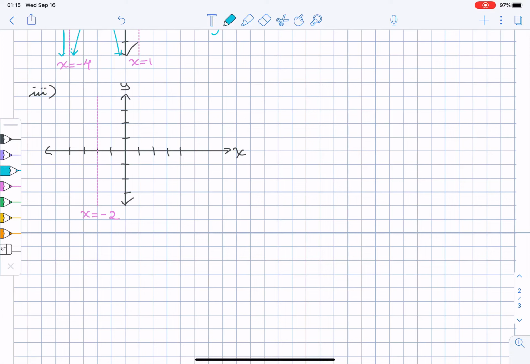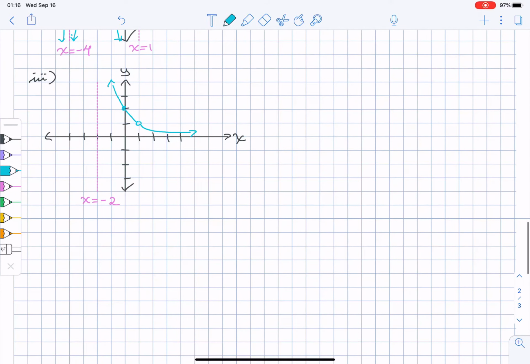Then let's have something like this. And maybe that. Well, that's terrible. Like so. It's not a great graph, but you get the idea. And then something like so.